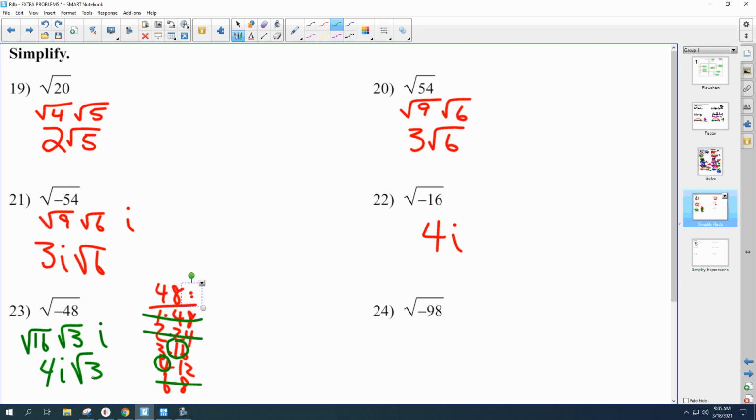Square root of negative 98. Well, it really helps if you know the perfect squares. But maybe you recognize that 49 times 2 is equal to 98. So square root of 49 times square root of 2 with an i on it. That is 7i times the square root of 2.